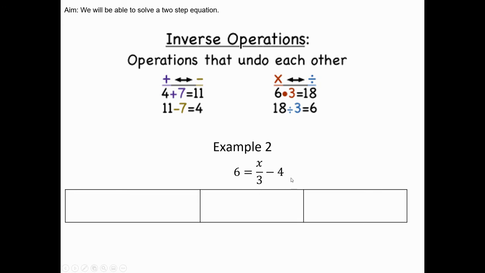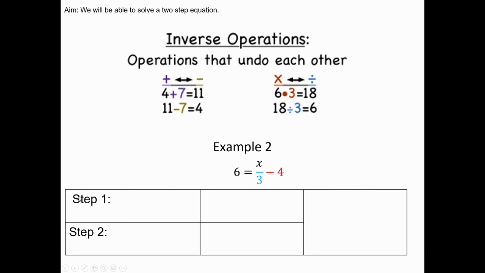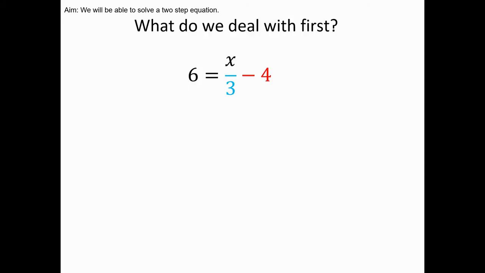And we have a minus 4. So we have two things going on. So we're not going to have one row of this. We're going to have two rows, not just one step, but two steps. But here's the question. What are we going to deal with first here? Do we deal with the divide by 3? Or do we deal with the minus 4?